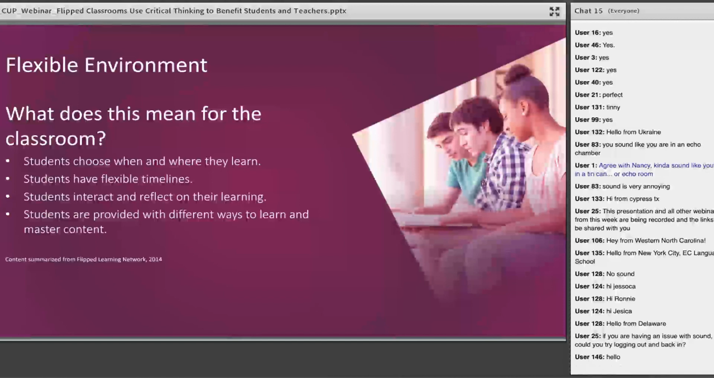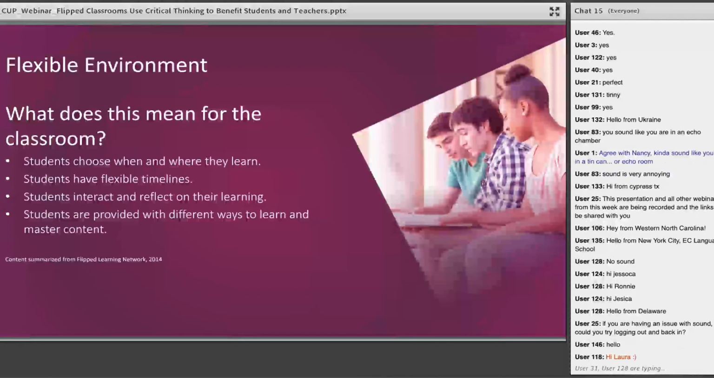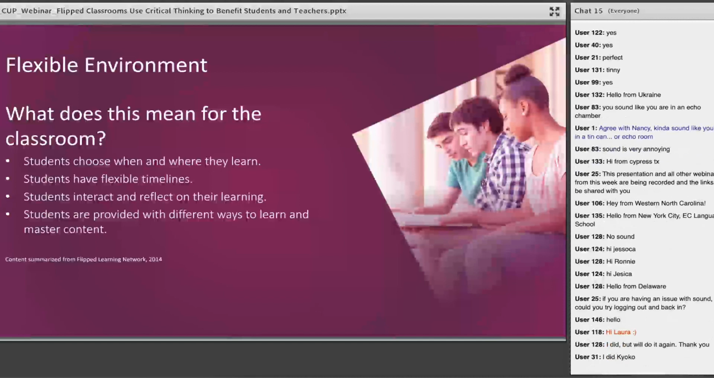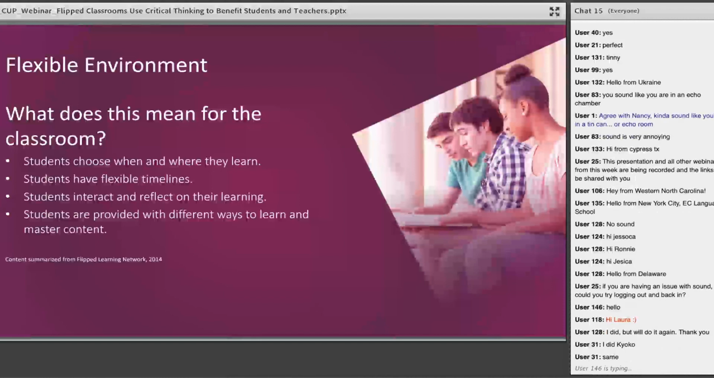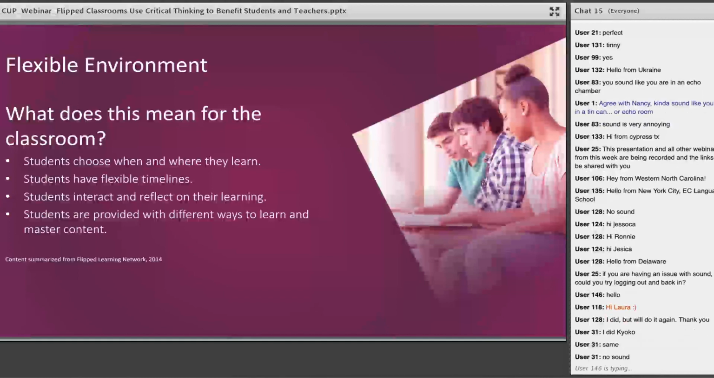Students interact and reflect on their learning more often, and students are provided with different ways to learn and master content. In other words, students can study early in the morning, they can study late at night, they can read or listen or take notes as many times or as few times as they want. It really doesn't matter. The content is always available to them, and it doesn't disappear as the spoken word does when the teacher stops talking.